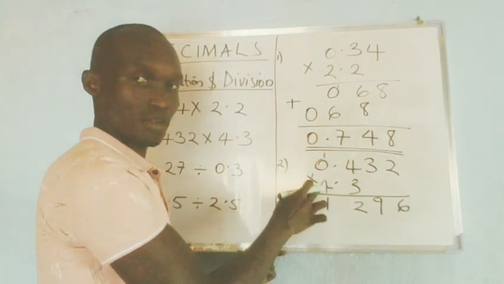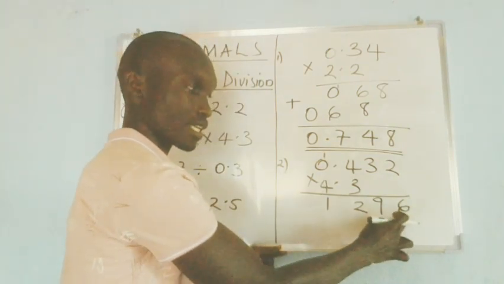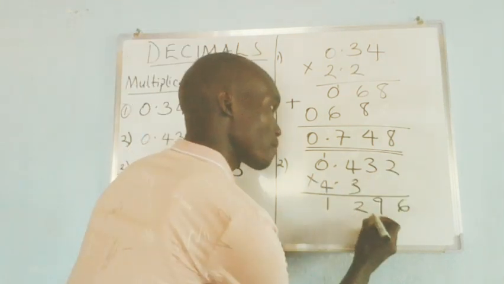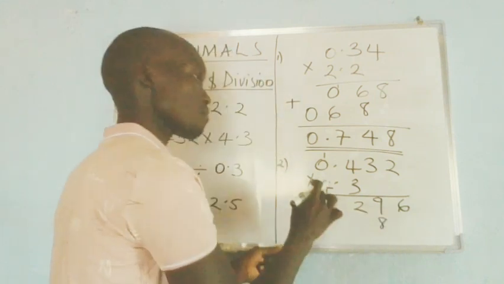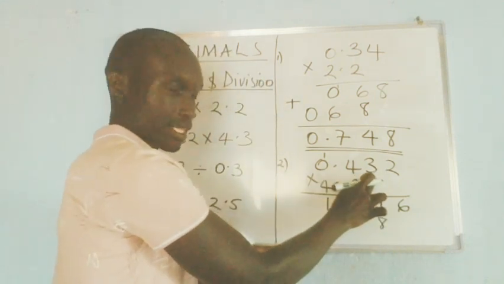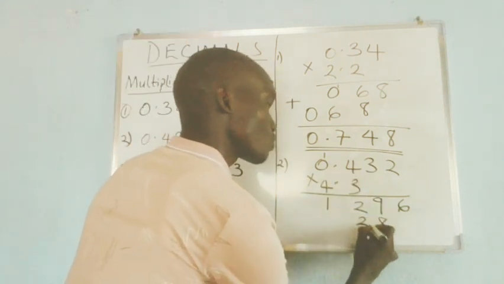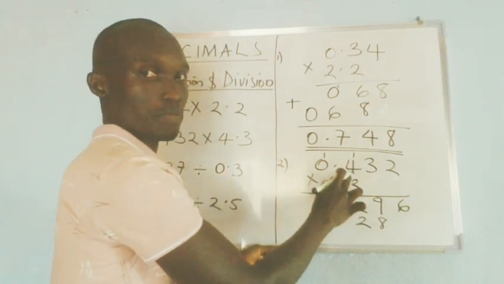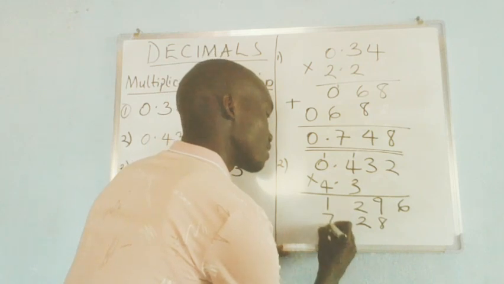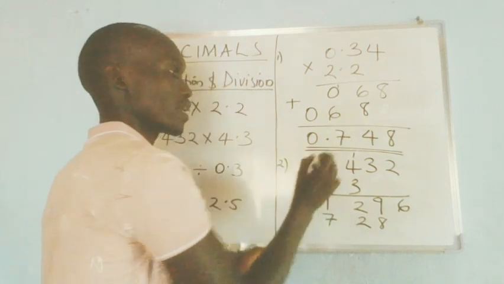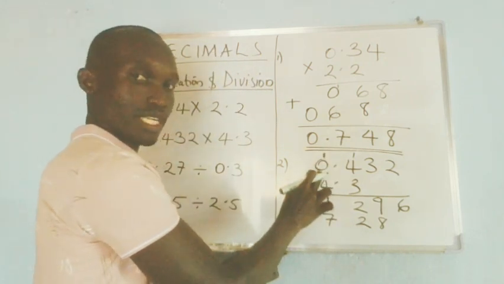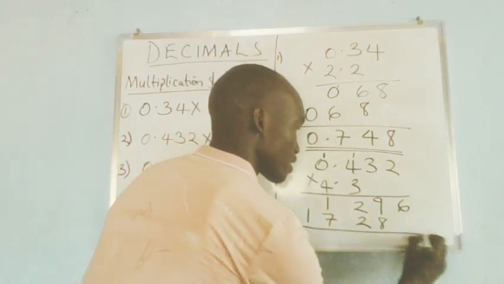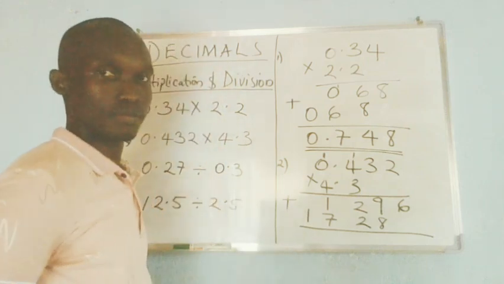Now when you come to the second one, I said you skip the last number, you start from the second last number. 4 times 2, that will be 8. 4 times 3, that will be 12. So you write 2, you carry 1. 4 times 4, that will be 16, plus 1, that will be 17. You write 7, you carry 1. 4 times 0, that will be 0, plus 1, that will be 1. And then at last, you come and add.